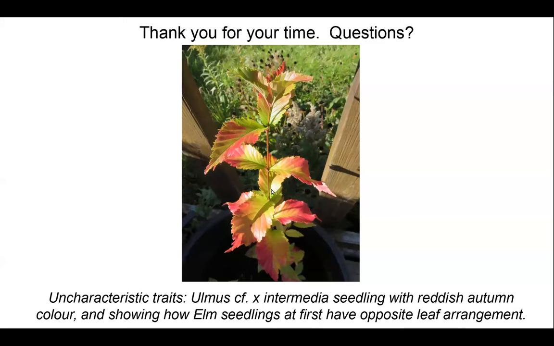And also notice that elm seedlings are opposite leaved in their first year. I didn't talk about this tonight, but elms, of course, are characterized by having alternate leaves. But again, in their first year, they're not alternate, they're opposite. So in the next year, this would switch to alternate growth, which I find kind of interesting.